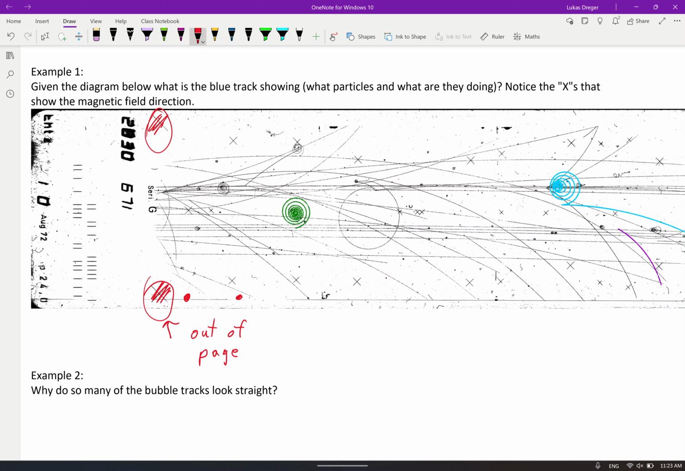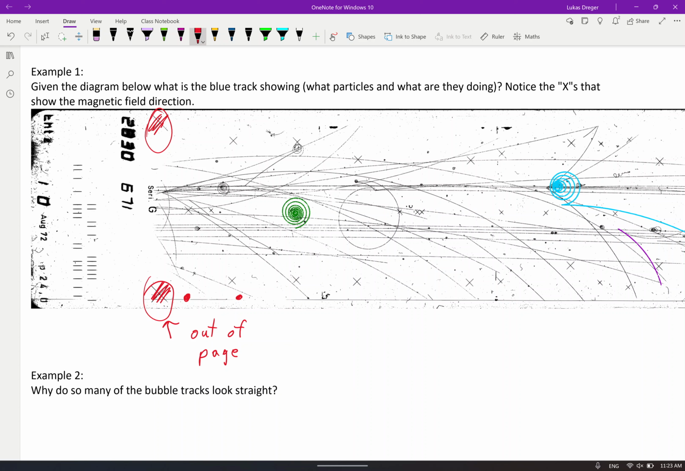With that in mind, pause the video and try it out yourself and see if you can understand what the green, the blue top, blue bottom, and purple tracks are, and especially what is the blue track, like what is actually happening there to start it. Okay, hopefully you tried it out yourself.